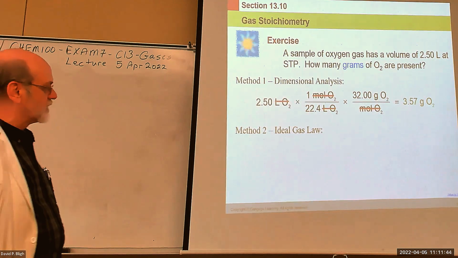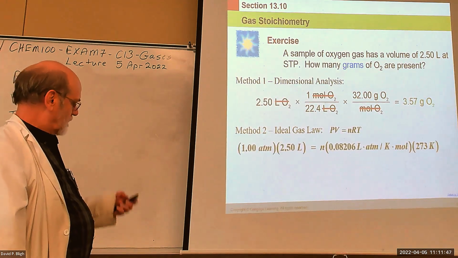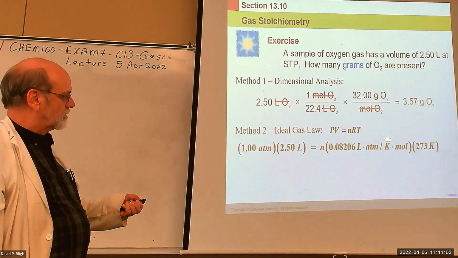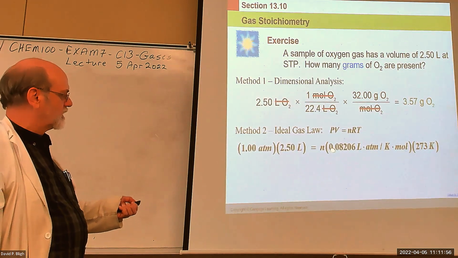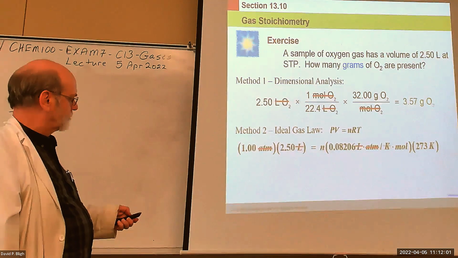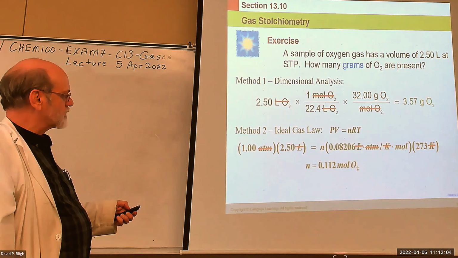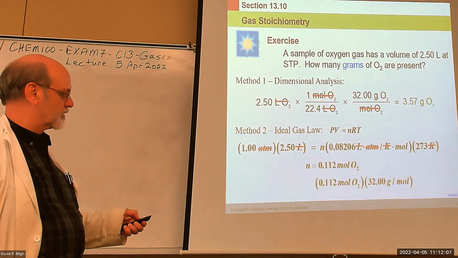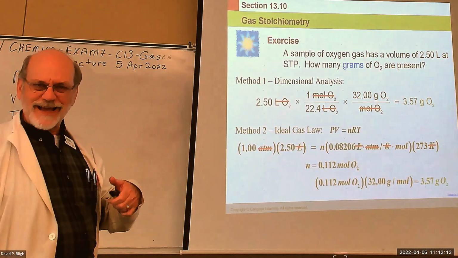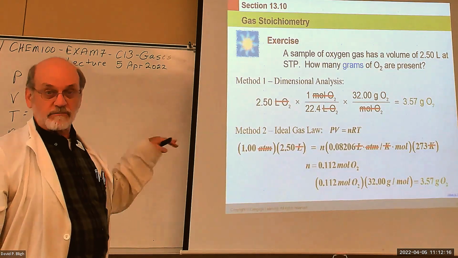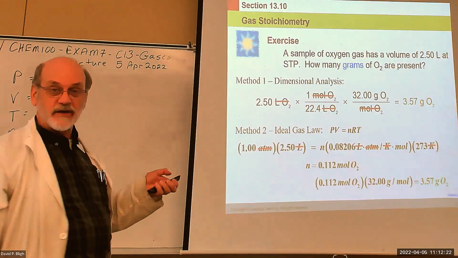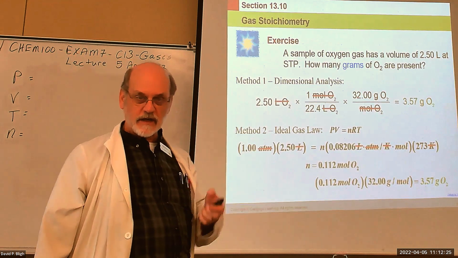Method 2 is to use the ideal gas law. Right? There's our pressure. There's our volume. There's our constant. There's our temperature. This tells us the number of moles. Here. And now we just convert the number of moles to grams. And we get the same value. So in reality, the ideal gas equation is at the root of both of them. Both this one, obviously, and this one also, because we had to use the ideal gas equation to calculate that value, that conversion factor.